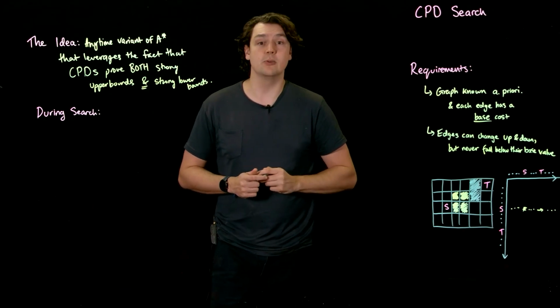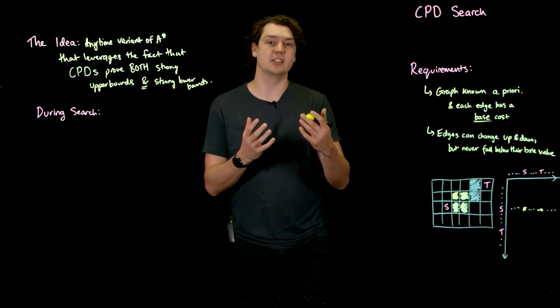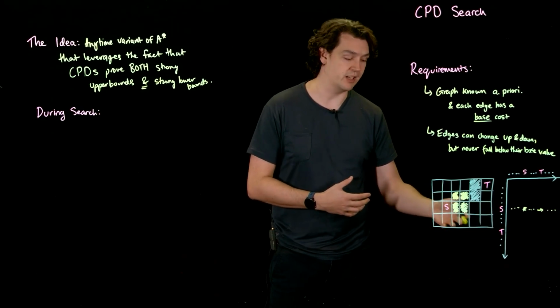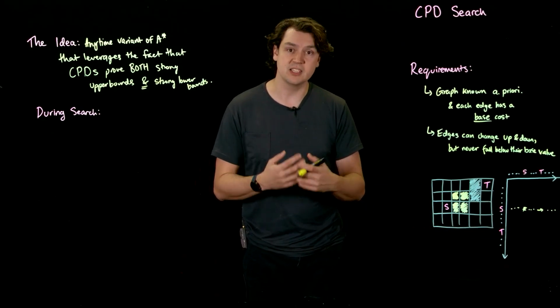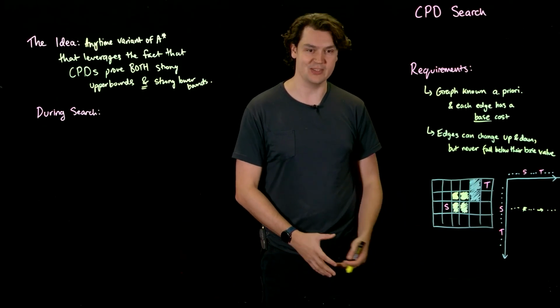So that's the whole basis behind this idea. CPDs give us not only a strong lower bound. Hey, this is the best optimistic way, right? If the costs were all the base edges, this is as fast as I can get there. That is going to be our admissible heuristic, right?